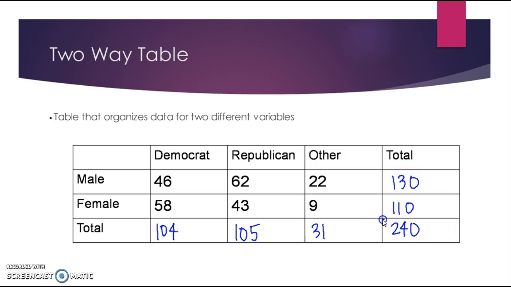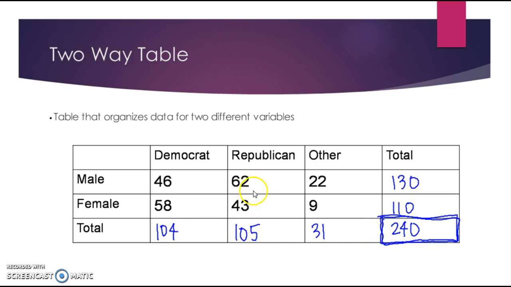Now this number in the bottom right, this 240, that's my grand total of people that were surveyed or included in this data set here. So there are 240 total people. The totals going down the side over here means that there's 130 males total, 110 females, and then if we go down the side, we have 104 total Democrats, 105 for Republicans, and 31 that classify themselves as other. So that's what our totals are going to represent.